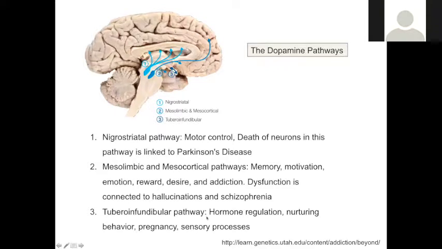If we look at a brain and the dopamine pathways, in pathway 1, which is called the nigrostriatal pathway, this is where we see death of neurons linked to Parkinson's disease. And it is this pathway here that is linked to loss of motor control that typifies Parkinson's disease. There are two other pathways which impact on reward, desire, and other behaviors. If we look here, for example, pathway 2, if we see any defect in there, we start to see hallucinations and phenotypes associated with schizophrenia.